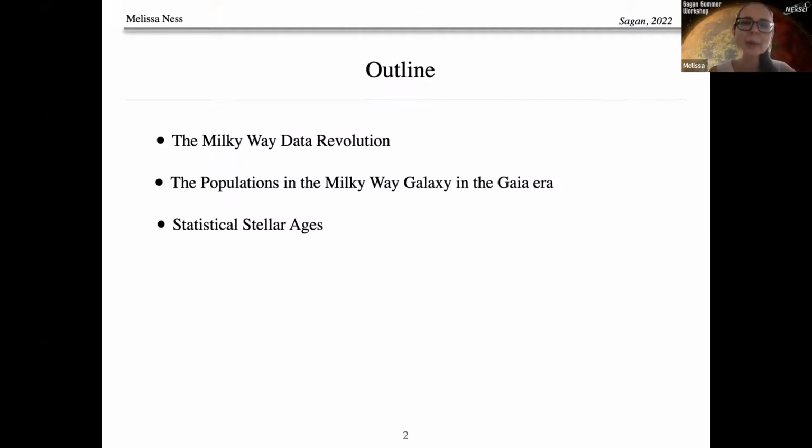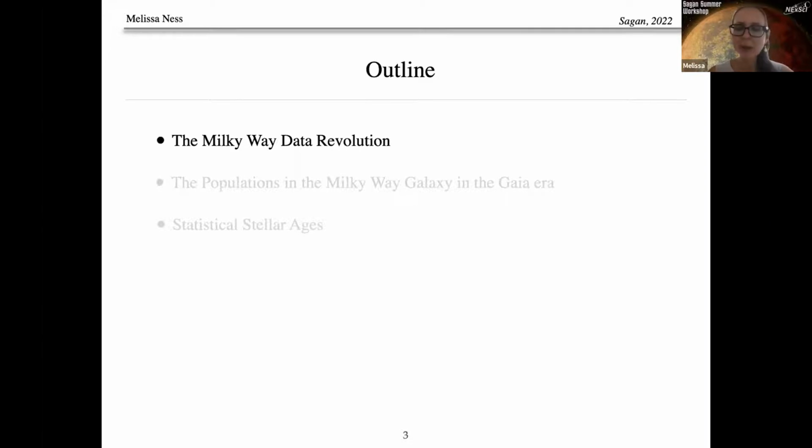Okay, so the outline of my talk: I want to spend a few minutes talking about the Milky Way data revolution that we've gone through. Then I'll talk about the populations of the Milky Way galaxy, in particular in the Gaia era, and finally end with statistical stellar ages. First, the Milky Way data revolution.